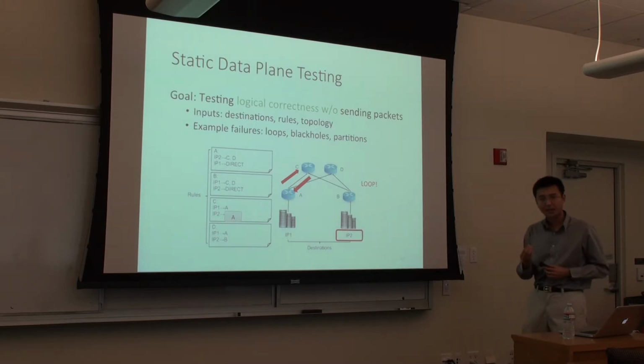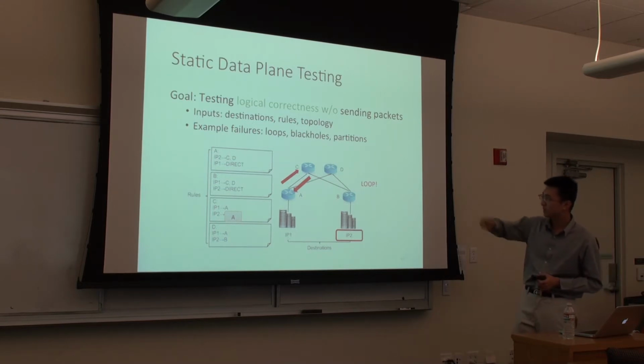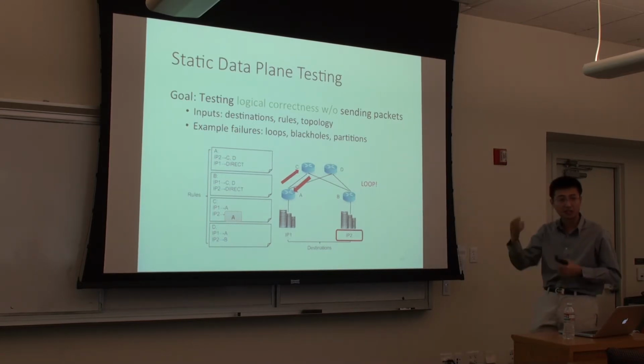A loop is bad in the network because, first of all, your packet never reaches its destination. It never reaches IP2. And secondly, the packet will circulate between these two routers and consume the network resources. So that's where Libra can help to detect these kinds of problems.